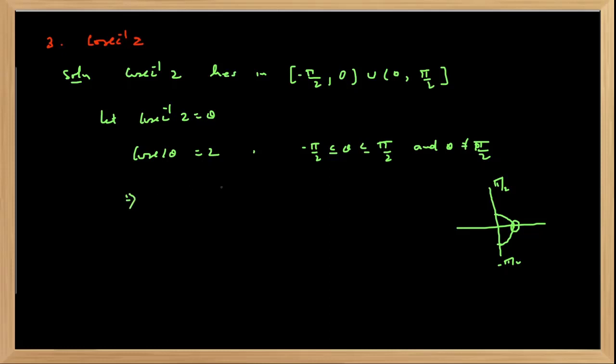Cosec theta is 2 in the first quadrant. Cosec theta 2 means sin theta is half. So theta is pi by 6, if theta lies between minus pi by 2 to pi by 2. So this implies cosec inverse 2 is pi by 6. Question number 4. Tan inverse minus root 3.